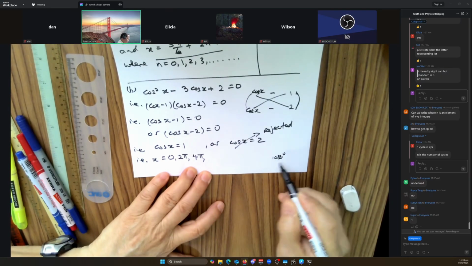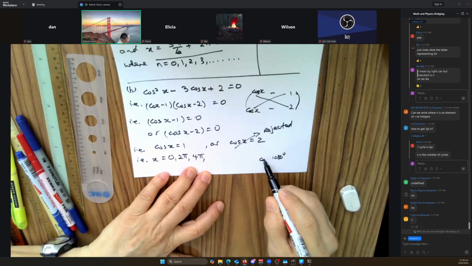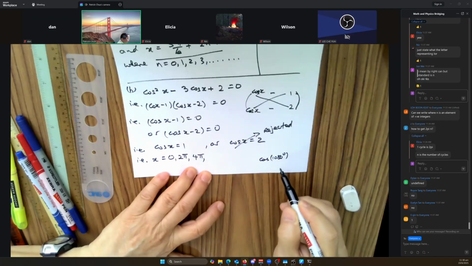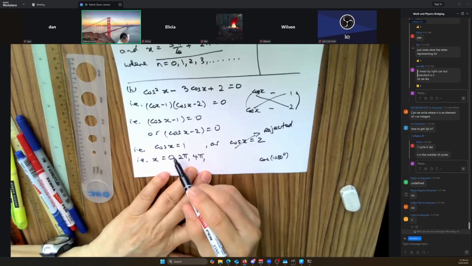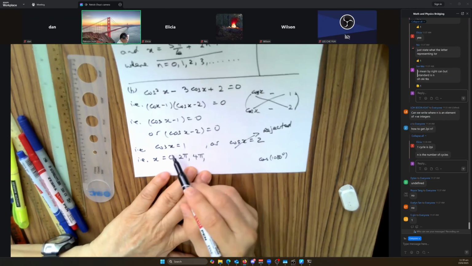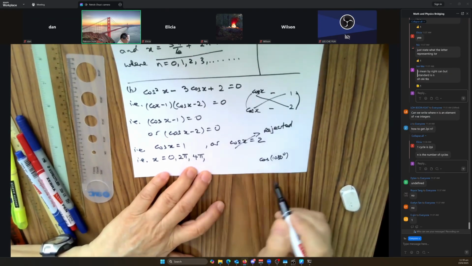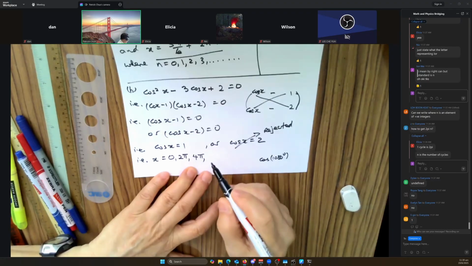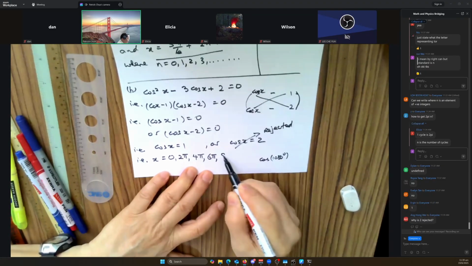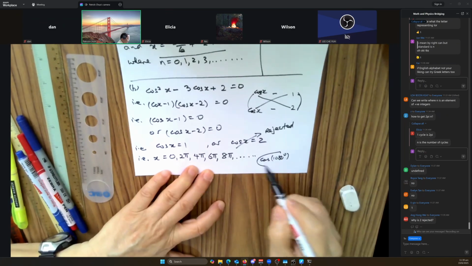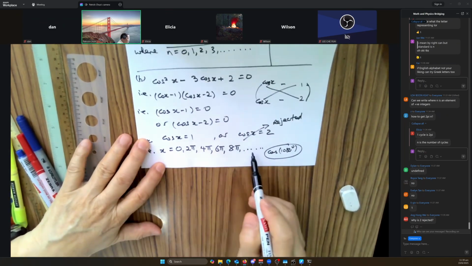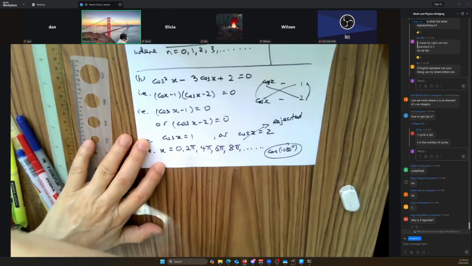1080 degree cosine. You will get 1, cosine that equals 1. Okay, so 1080 degrees is 6 pi, and so on and so forth. So for all solutions, you must capture all solutions.